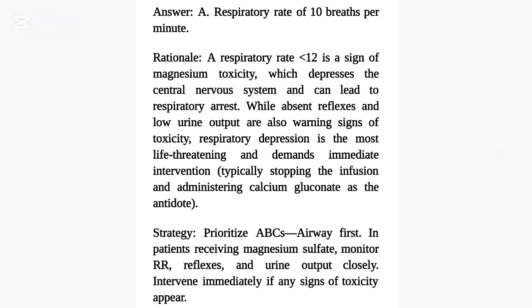Rationale: a respiratory rate less than 12 is a sign of magnesium toxicity, which depresses the central nervous system and can lead to respiratory arrest. While absent reflexes and low urine output are also warning signs of toxicity, respiratory depression is the most life-threatening and demands immediate intervention, typically stopping the infusion and administering calcium gluconate as the antidote.